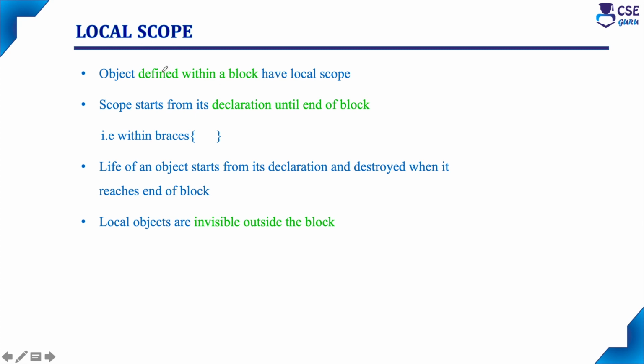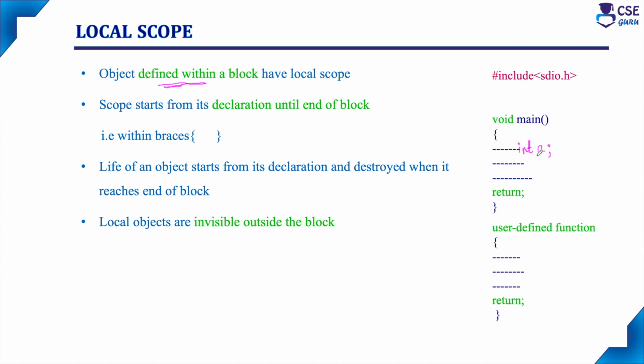Next, local scope. Object defined within a block. If you are declaring within a specific block, the object visibility will be only within that particular block. For example, in the main function, if you declare int a, this is the local declaration for the main function. That is, this variable will be utilized only for the main function, not for other user-defined functions. So the lifetime of the variable will be only within this block statement.